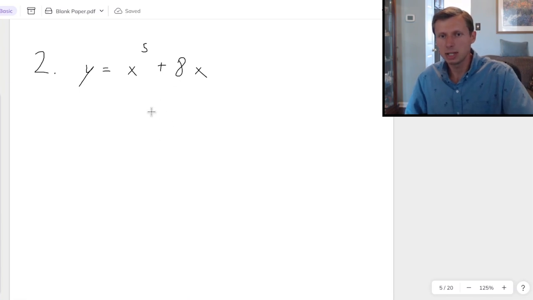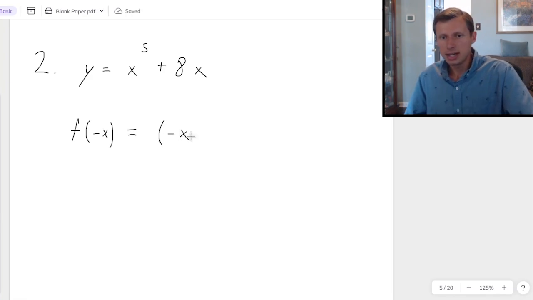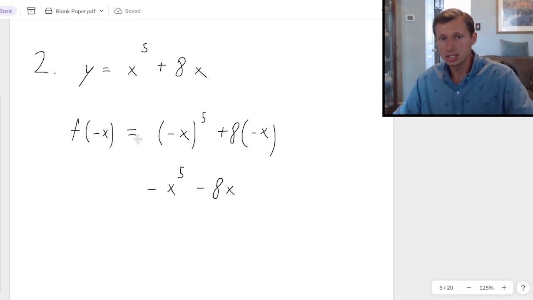Okay, so the first thing I'm checking for is even. For the even check, I am finding f of negative x, and even though this is y and not f of x, it's the same idea. I'm just replacing every x with a negative x, like this, and then I have to simplify it. Remember, odd power, 5th power, stays negative. Negative x to the 5th, and then positive 8 times negative x is going to be minus 8x. And so then the question is, does this equal the original x to the 5th plus 8x? Obviously it does not, so it is not even.